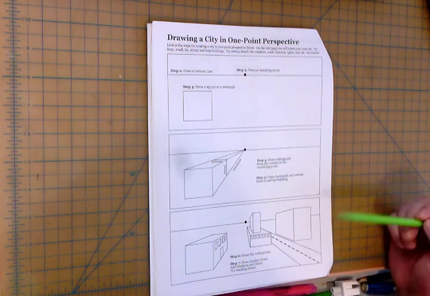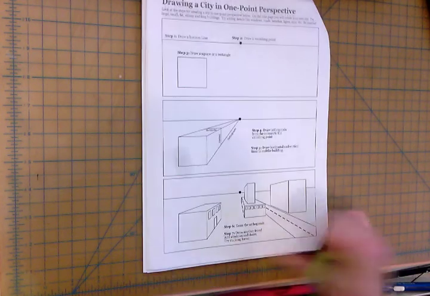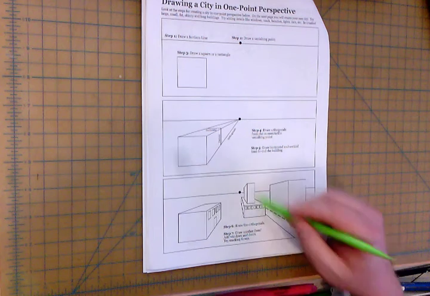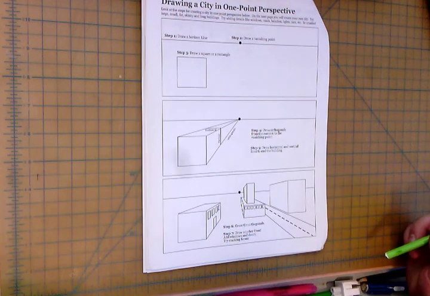And then we're just going to rinse and repeat. So draw another form, add windows and doors, and try stacking forms on top of one another, just like what's going on over here.